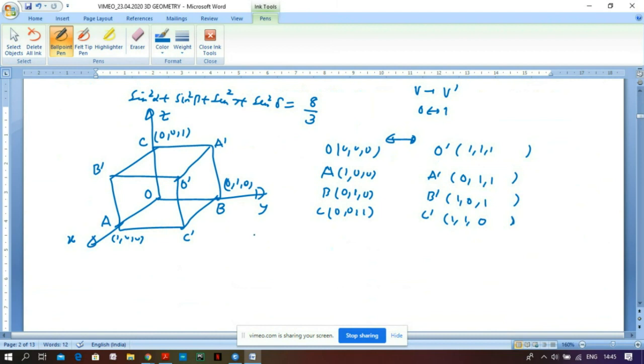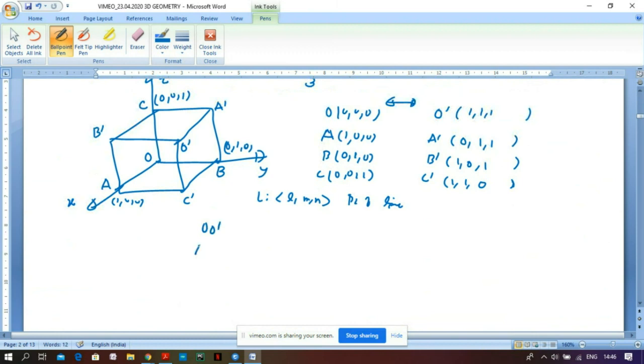Now, the given line L has got, say, LMN as the direction cosines. So let me say the direction cosines of the line, and it makes angles alpha, beta, gamma, and delta with the diagonals, that's given. So let's write the direction ratios of the diagonals. We have got 4 diagonals: OO prime, AA prime, BB prime, and CC prime.